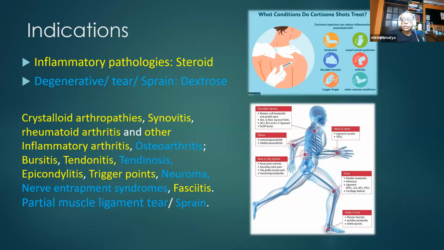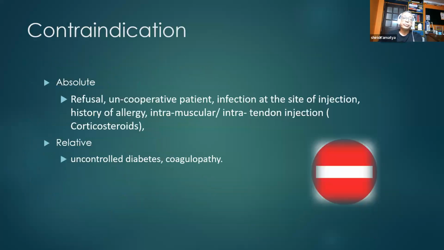Previously we used to give steroid in case of nerve entrapment syndrome. Commonly, we used to give methylprednisolone or triamcinolone. But nowadays, people are shifting to dextrose, especially in case of nerve entrapment syndrome, and it has shown good evidence, or even better evidence than the steroid injection.